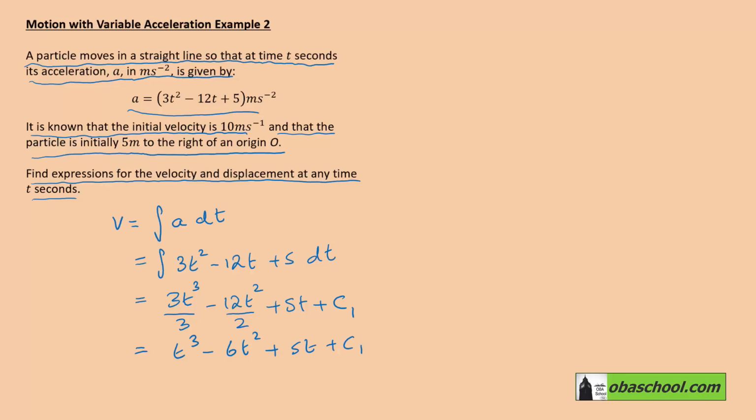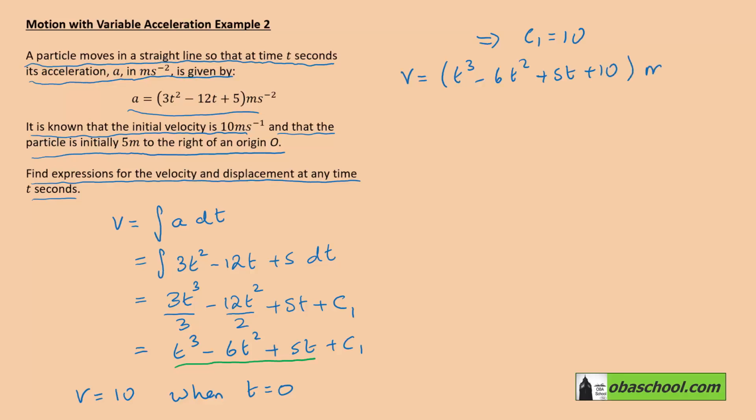Now we're told in the question that v is equal to 10 when t equals 0. Now if t is equal to 0, all of these terms here are 0. So that must mean that c1 is equal to 10. And therefore the velocity is going to be t cubed minus 6t squared plus 5t plus 10 meters per second.